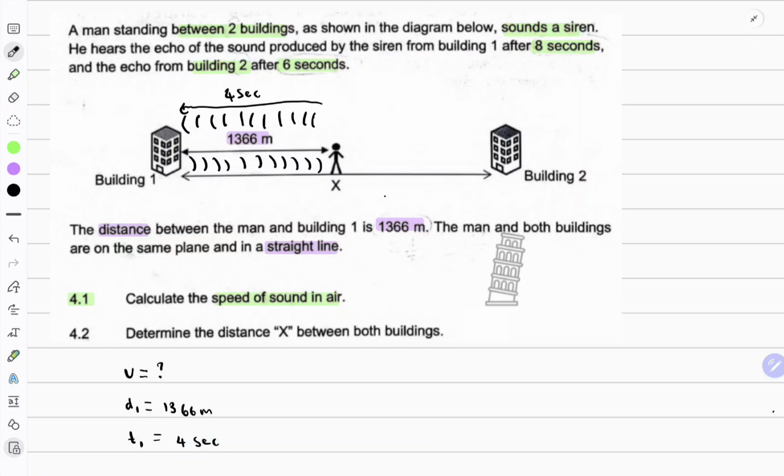Remember, we're not interested in the whole 8 seconds because we just want to figure out the time it takes the sound waves to get to the building, because we have the distance from the man to the building, D1, to be 1,366 meters. So we can use the formula v equals distance over time, and then we can just substitute. So this is 1,366 over 4, which gives us 341.5 meters per second.